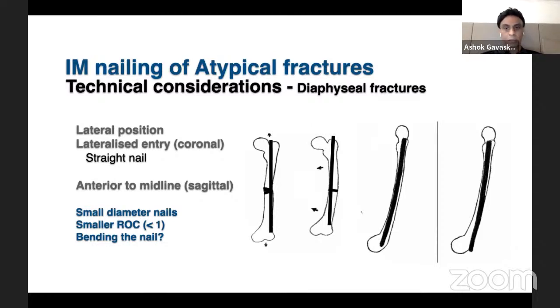So it's preferable that you use small diameter nails, making sure you don't use a very small diameter nail. Use something that is somewhere around 9, 10, probably a 10 most of the times. Don't have to be more than that. If possible, use a nail with a small radius of curvature. And most of the nails that we have in India have a radius of curvature more than 1. So you can bend your nail as well, but you have to do it carefully. I haven't done it yet, but there are reports that you can do it.